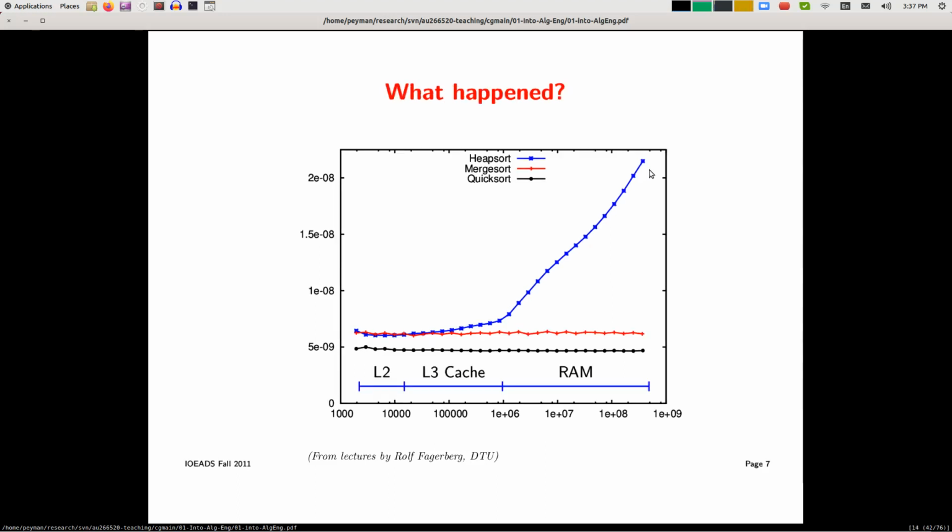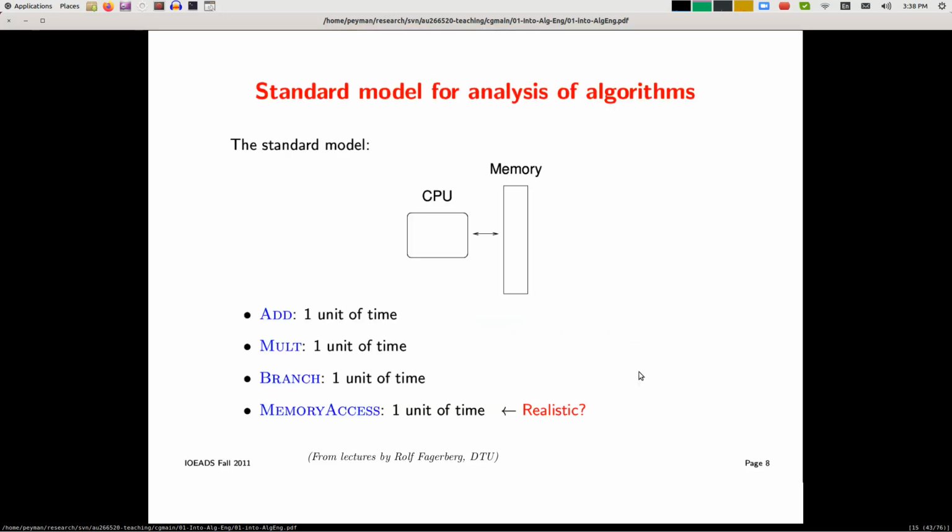You can explain this by noticing the following phenomenon: once you take the size of your array and you match it with the size of various memories that you have in your modern computer, let's say L2 cache, L3 cache, or your RAM, then you'll see that this behavior makes sense. We're not going to go into the details of this, but the short version of the story is that the standard model that I introduced earlier, that had only a CPU and the memory, where you could access any location of the memory for free, that's not true.